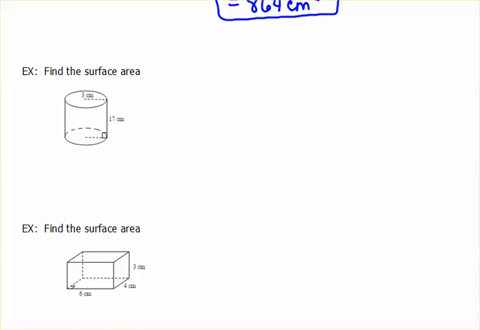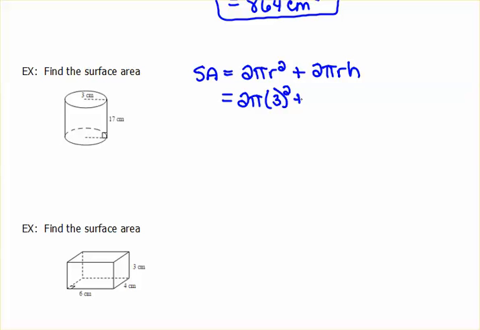Alright, our next figure here is a right circular cylinder, and the surface area formula for this is surface area equals 2 pi r squared plus 2 pi r h. So now it just becomes a plug and chug. So that would be 2 times pi times the radius, in this case 3 centimeters. So we're going to square that, plus 2 pi. Again, the radius is 3 centimeters, and the height of this cylinder is 17.